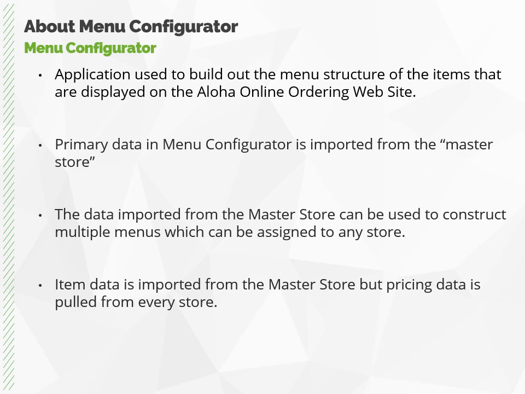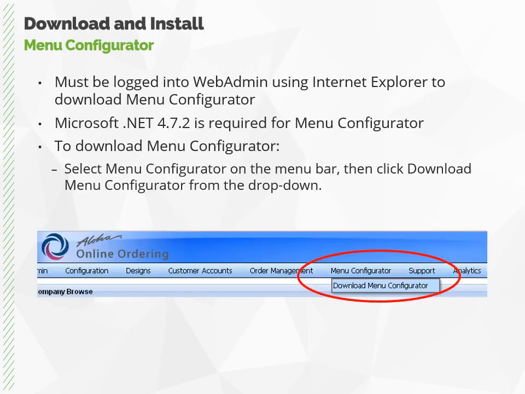To download Menu Configurator, you must first log into WebAdmin using Internet Explorer. WebAdmin will run on any browser, but you can only download Menu Configurator using Internet Explorer. Microsoft .NET 4.7.2 must be installed on your Windows PC and is required to download and run Menu Configurator. Select Menu Configurator on the menu bar, then click Download Menu Configurator from the drop-down.